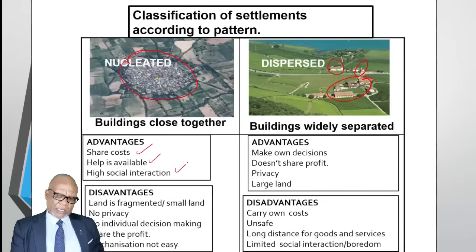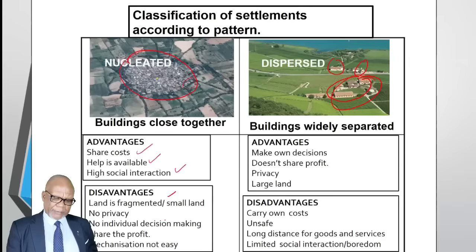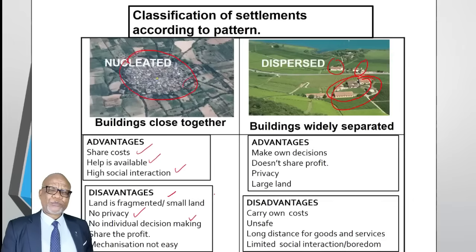Because people are so close to each other, you can compare the land around this house and the land around this house. The problem with nucleated pattern is that because the houses are so close to each other, there is small land, or the land is fragmented. And because they are close to each other, there is no privacy, no individual decision making. If somebody says, let's plant spinach, it means it's going to be spinach that is planted. If they say let's plant maize, it means it's maize that's going to be planted. So there's no individual decision making here.